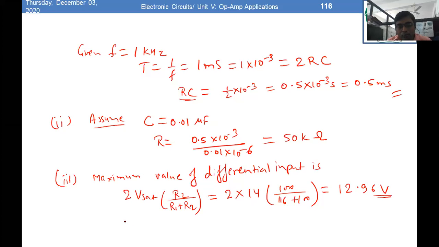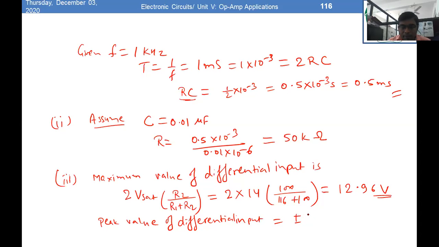And if you want to find the peak value of the differential input, because it is on both sides of the reference axis, minus side and plus side, it would become plus minus, half of this, that is 6.48 volt at the positive axis and 6.48 volt at the negative axis. Okay, so this is the way that you have to solve the numerical.